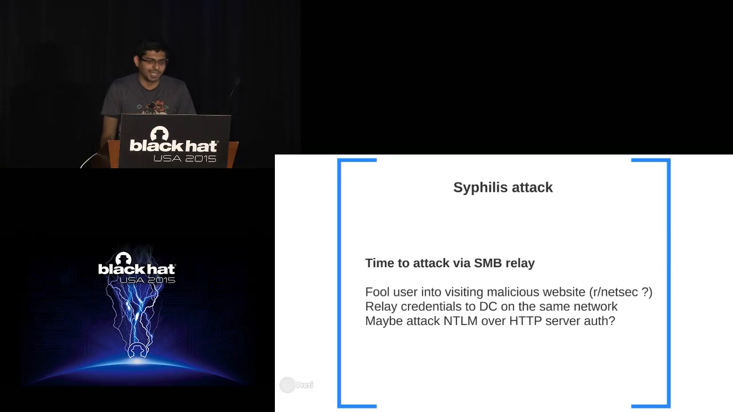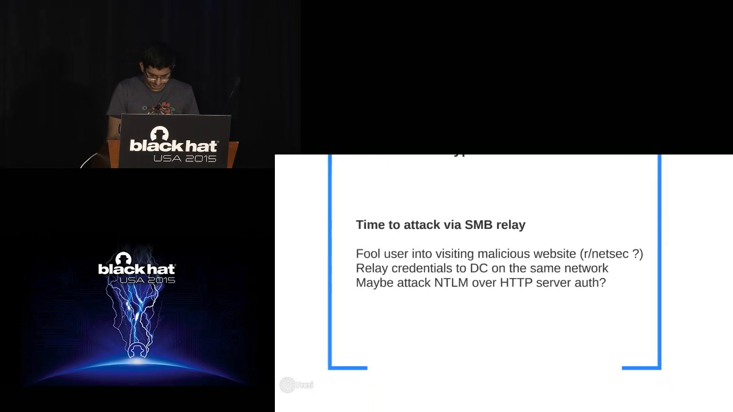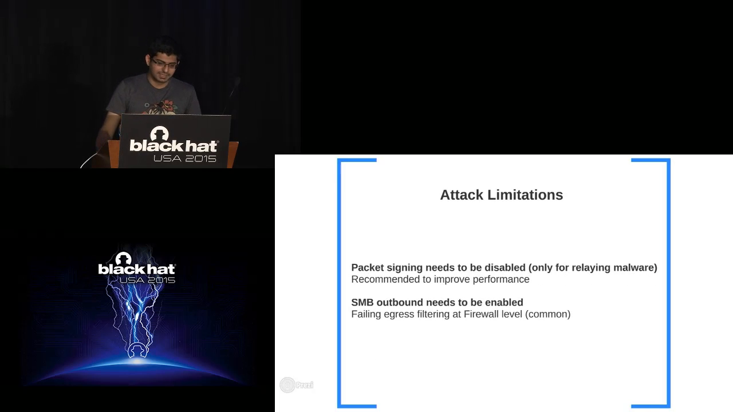But just malware upload is not enough, apparently. What about NTLM using HTTP server authentication? First, I'd like to say some attack limitations to this. SMB signing has to be disabled. This was one of the mitigations proposed by Microsoft, which doesn't allow you to upload any files using SMB without SMB signing. It is disabled by default unless you're on the domain controller. People recommend to disable it because it's a huge performance impact, like a 20% or 30% performance impact.